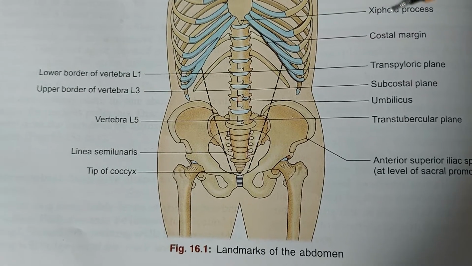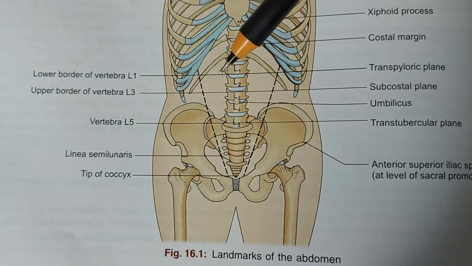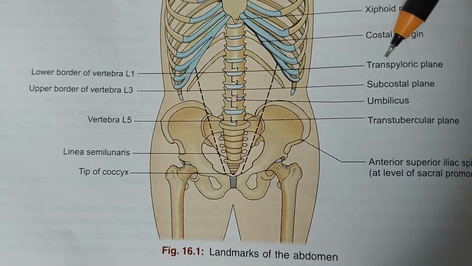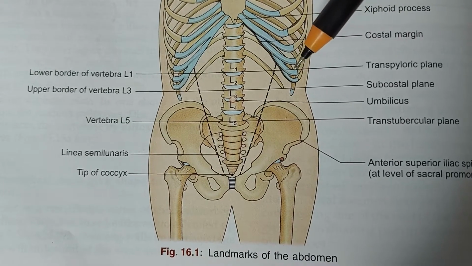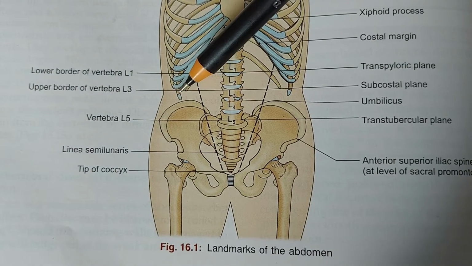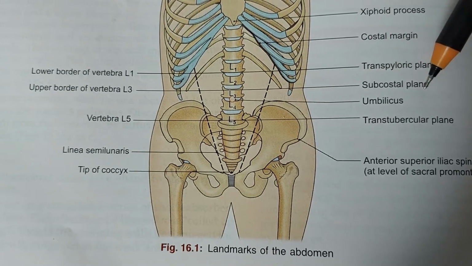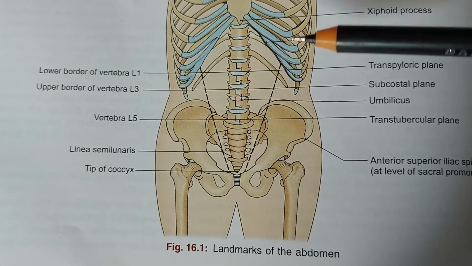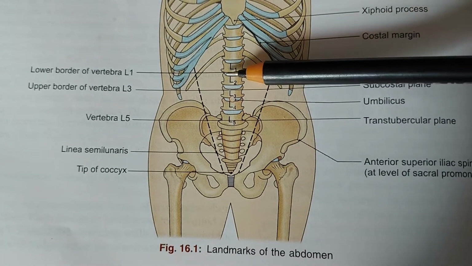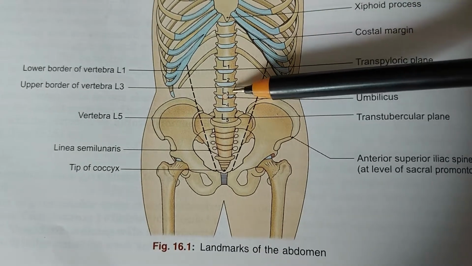And we know that there is a line that passes through the pylorus of the stomach. This is known as the transpyloric line. This transpyloric line passes through the upper border of the 9th costal cartilage. But in the lower border of the 10th costal cartilage, there is a line. This is known as the subcostal plane. In this bony framework, here is the first lumbar vertebra. The transpyloric line passes through the first lumbar vertebra, but the subcostal line passes through the third lumbar vertebra.